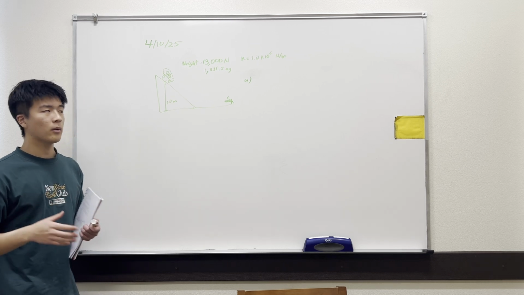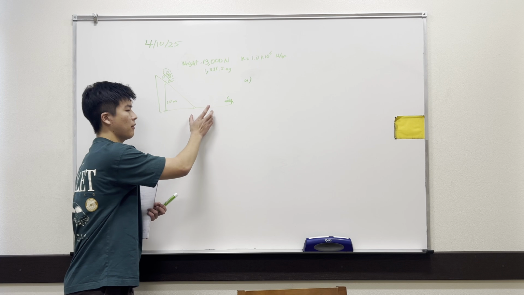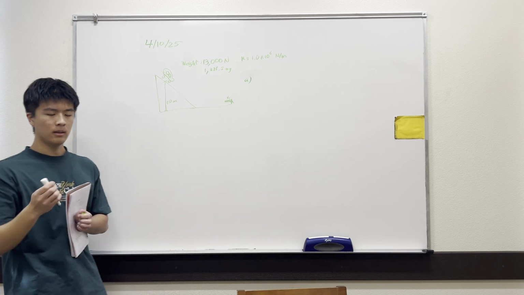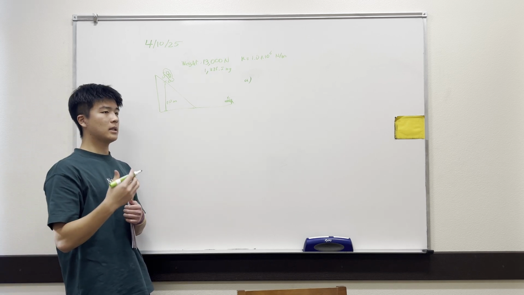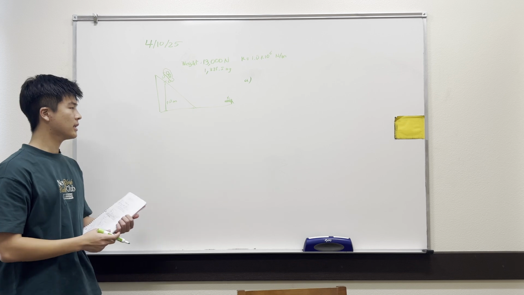For the first part, we're supposed to find the speed of the car as it's off this ramp, and then also how much this spring is compressed. What we know is that in this system, energy is conserved. We're assuming there is no friction and air resistance.